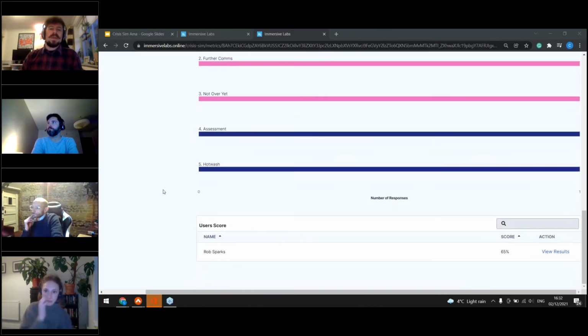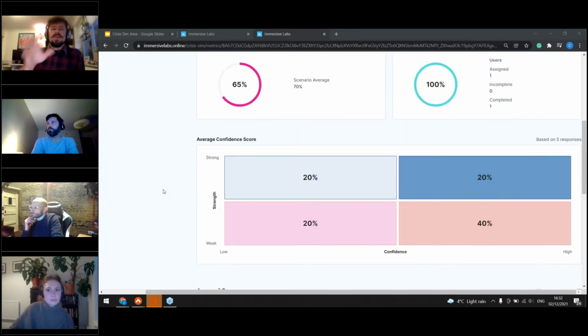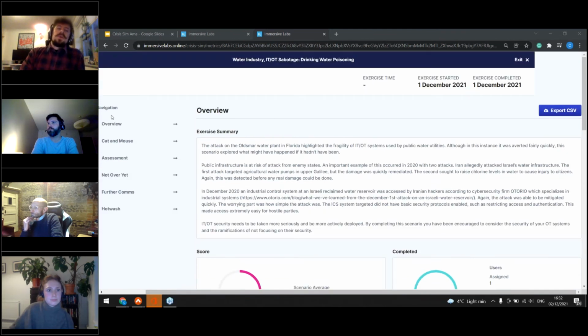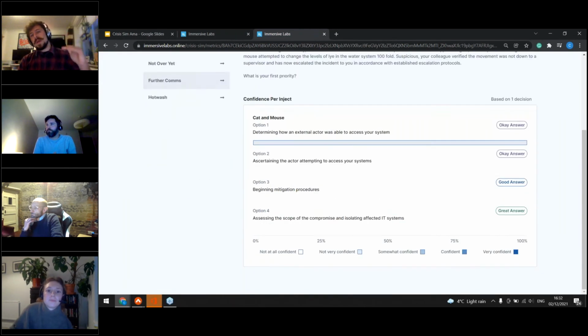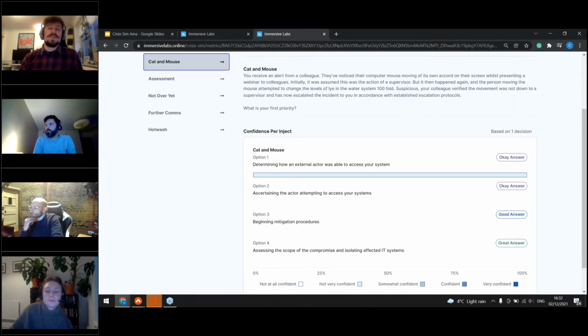As we scroll down, you will see that there should be some individual results. But if we go back up to the top, because I'm interested in time, we can see the left navigation. So if Charlotte goes into Cat and Mouse, this allows us to have a full rundown of the route that we took. Now, being a dynamic scenario, not everyone's experience will be exactly the same. There'll be certain injects that some people may hit or may not hit. And so this allows us to get a walkthrough and review of everything that we have done within the inject run through.